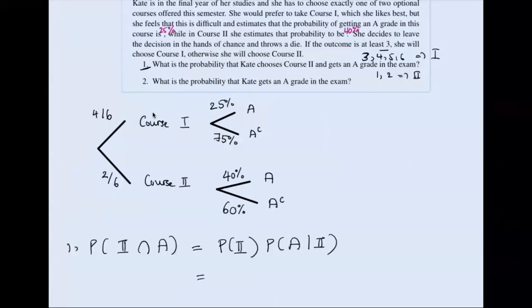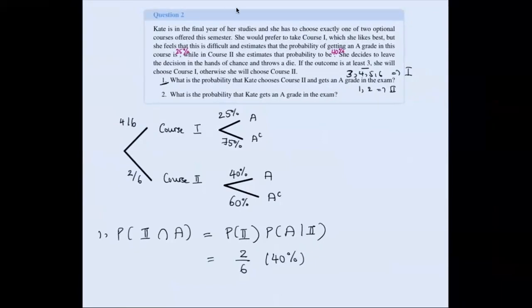So the probability that she's gonna take course 2 is 2/6. And given that Kate takes course 2, then she has a 40% chance to get an A. And if you calculate this number, it will be the final answer.